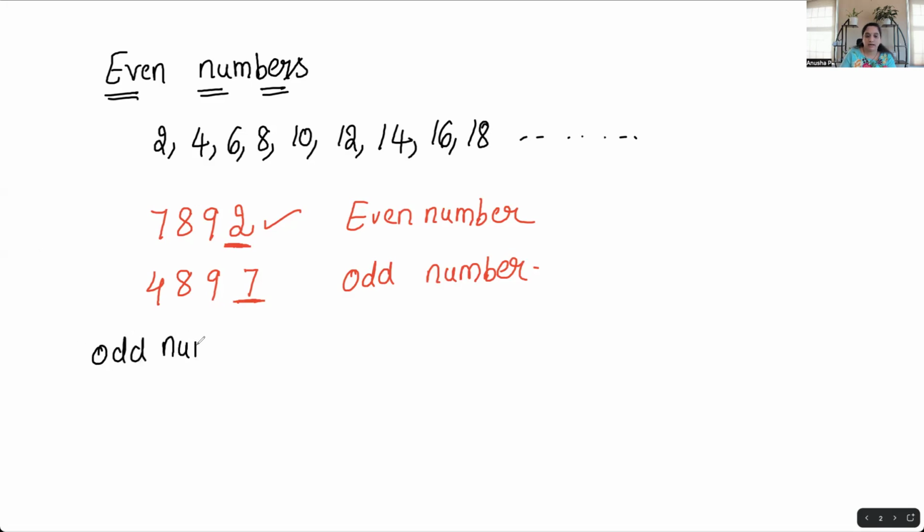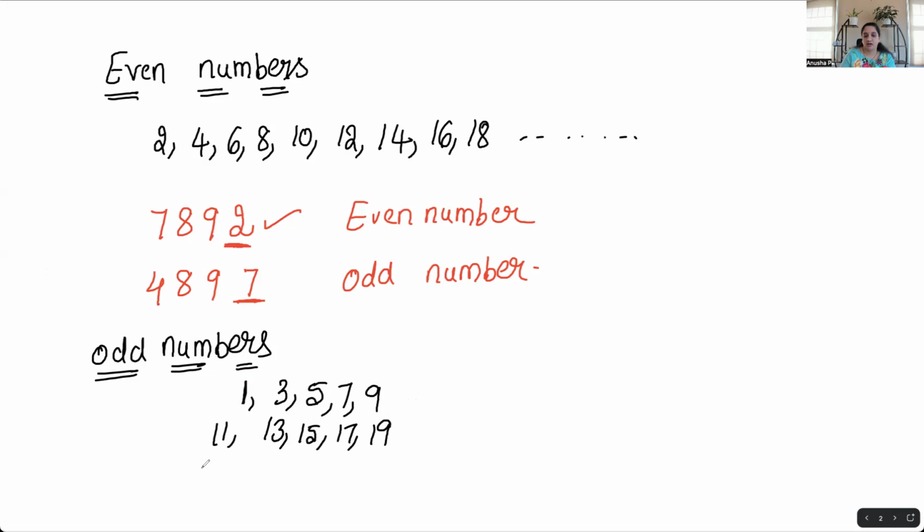Odd numbers are the numbers whose ones place is 1, 3, 5, 7, 9. Or we'll write 11, 13, 15, 17, 19. Or 21, 23, 25, 27, 29. If you observe, the ones place in all these numbers is 1, 3, 5, 7, or 9.